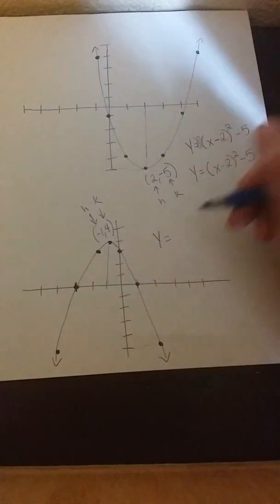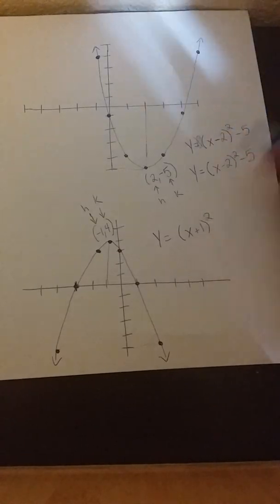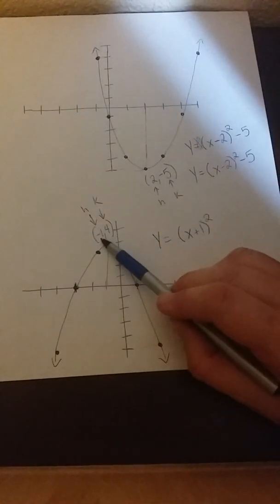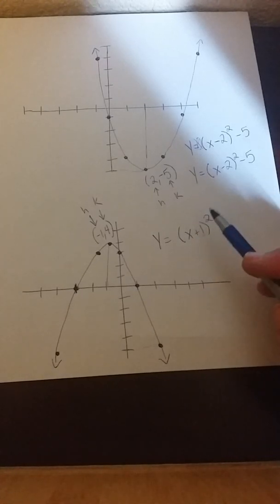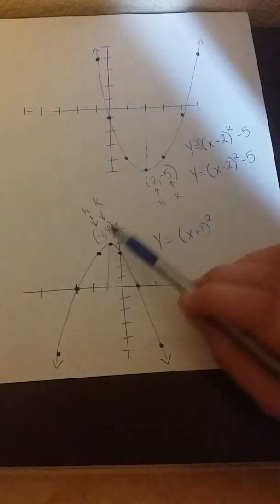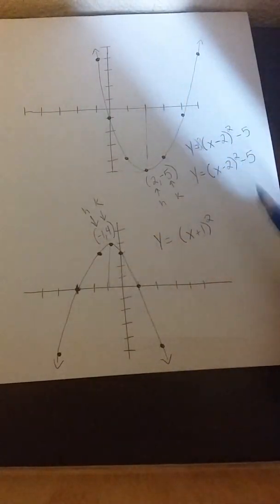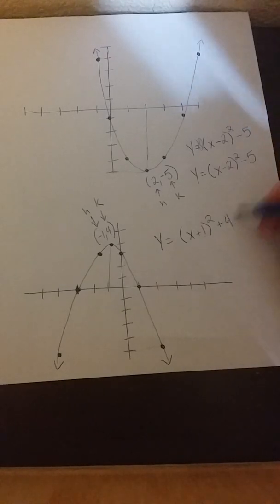Y equals, this is going to turn into x plus 1. It's always the opposite of whatever your x coordinate is once you put it in here, because there's a negative in your formula. So here I had a 2 for h, and it became -2 inside. Here I have a -1 for h, it became +1 inside, and then +4.